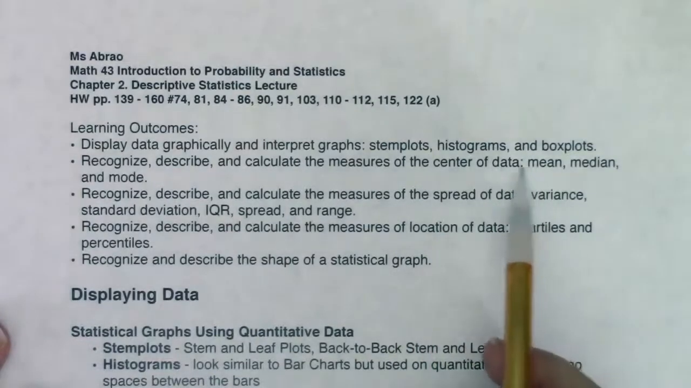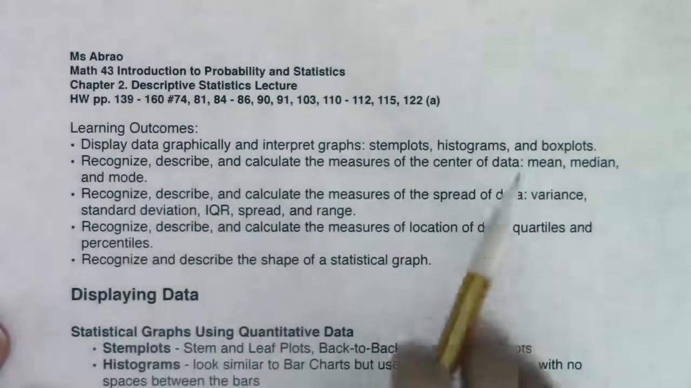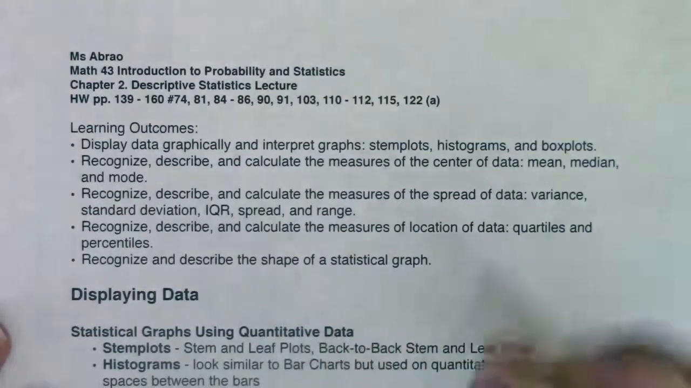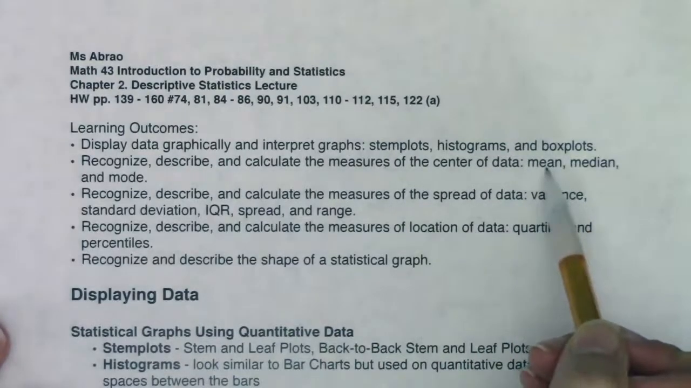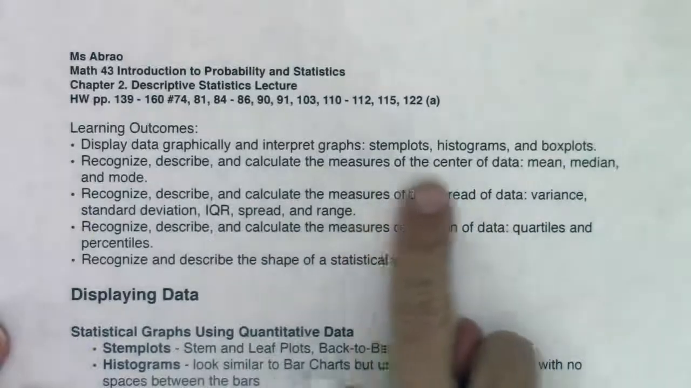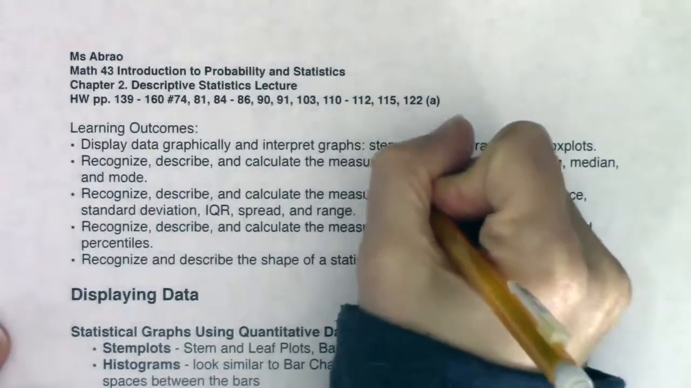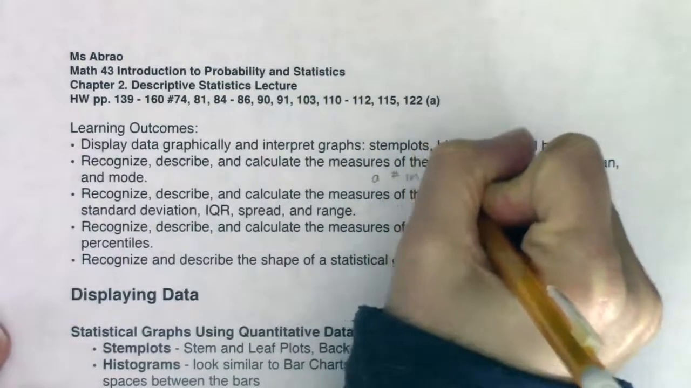All right, and the most common measures of center are the mean, the median, and the mode. You might have heard of these terms before. We're usually pretty familiar with mean. Maybe we've heard of median, and maybe we've heard of mode. But when I talk about a measure of center, it just means a number in the middle. Okay, so a measure of center is a number in the middle of the data set.